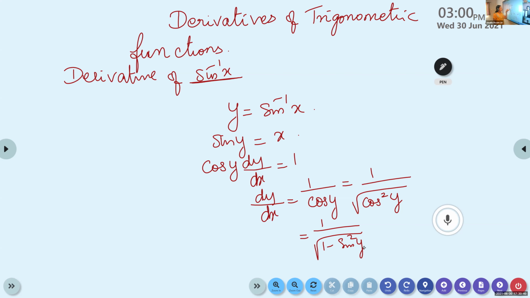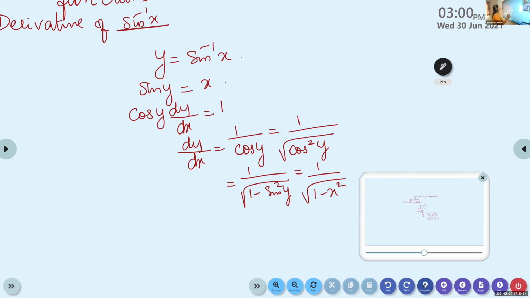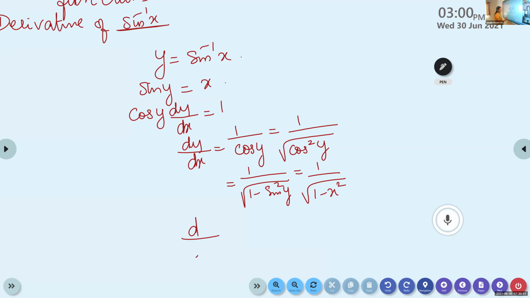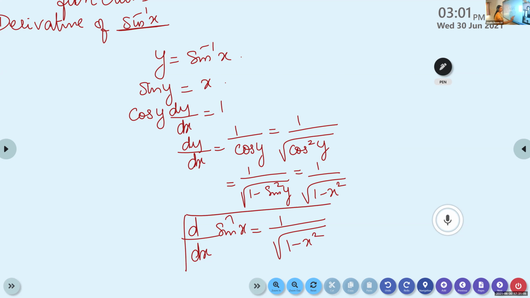Now look here, what is sine y? Sine y is x. So I can replace it. So it is 1 by root of 1 minus x square. Okay, so what is the derivative of sine inverse of x? Therefore, derivative of sine inverse of x is 1 by root of 1 minus x square.